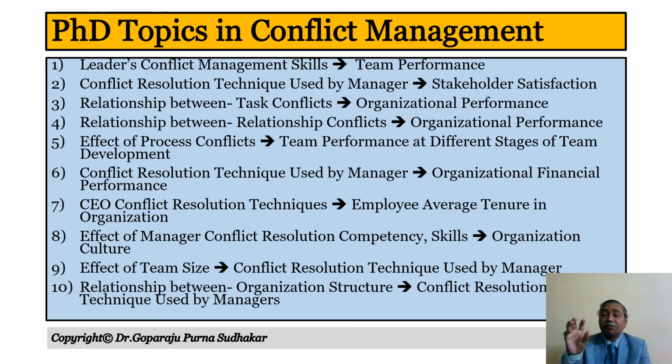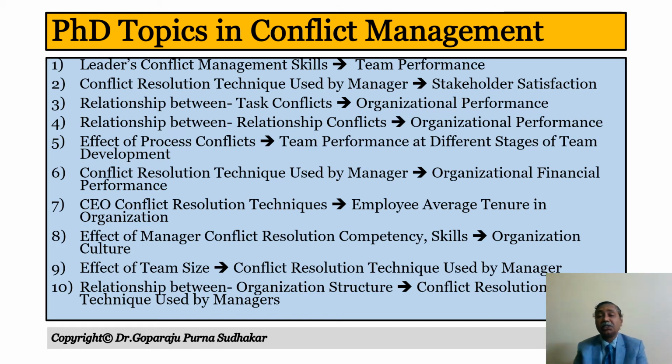Next, task conflicts. See, conflicts are of three types: task conflict, relationship conflict, and process conflict. So what is the effect of task conflicts over the organizational performance? That can be studied. What is the effect of relationship conflict over the organizational performance? That can be studied further. Similarly, what is the effect of process conflicts at different stages of team development? Team development stages are there: forming, storming, norming, performing, and adjourning. At different stages of team development, what is the effect of process conflicts? At which stage are they helpful to the team performance? That can be studied further.